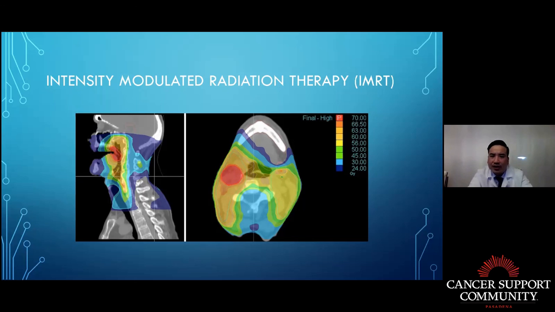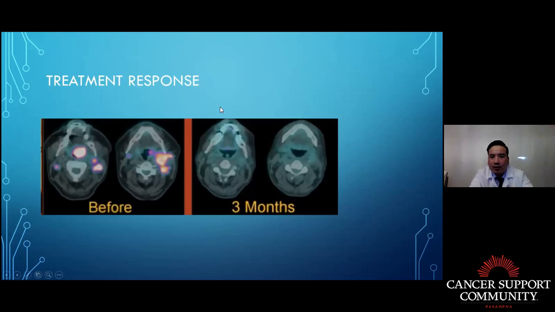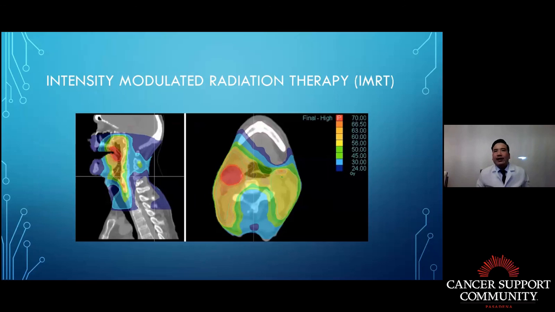This is kind of personalization that we do with the CT scan. So usually for these advanced cancers, we're treating them with chemotherapy and radiation. Radiation is usually daily. It's Monday through Friday. The treatments are pretty quick. They're only 10 to 15 minutes.